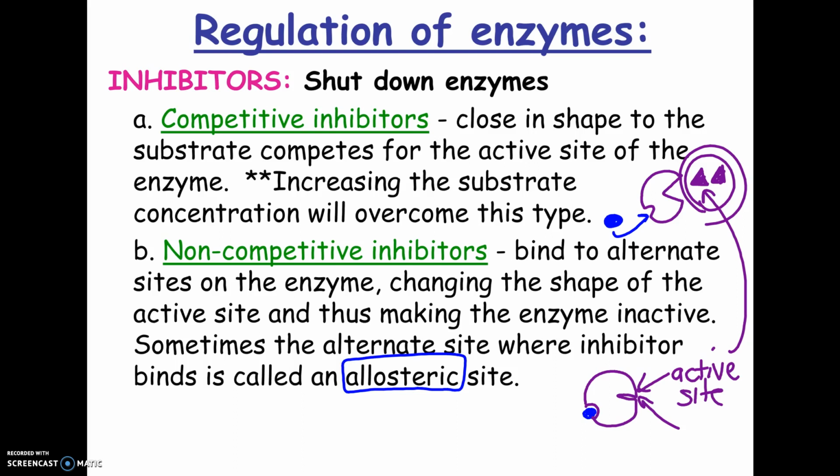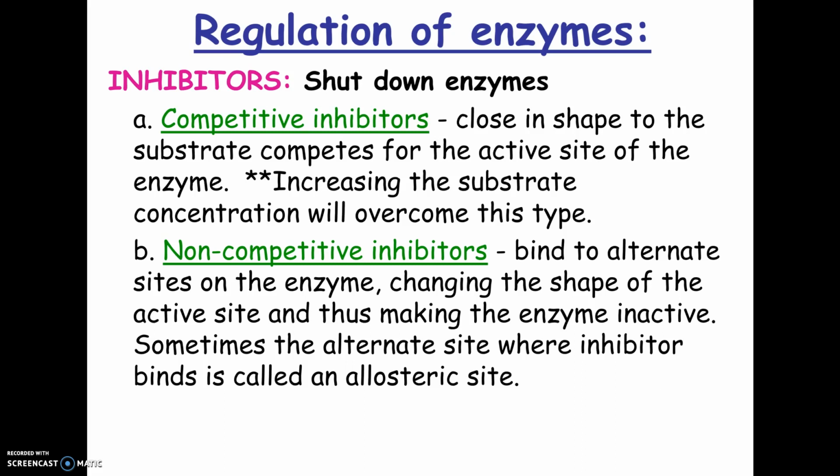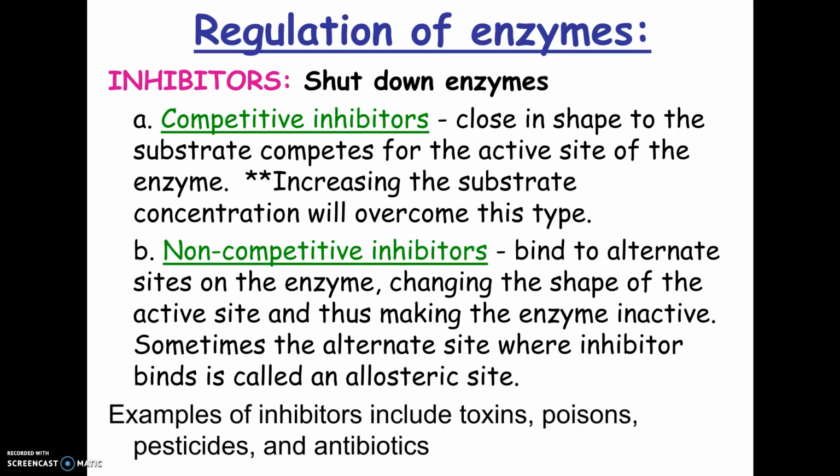Adding more substrate isn't going to overcome this type of inhibition. So your body makes inhibitors naturally, but I just wanted to also note that a lot of times toxins and poisons and pesticides and even antibiotics, that's actually how they work. They're enzyme inhibitors. The way an antibiotic treats a bacterial infection, most antibiotics actually inhibit the enzymes in the bacteria that are involved in either protein synthesis or building their cell walls. And if the bacteria can't do those things, the bacteria die, and then your body can fight them off faster.